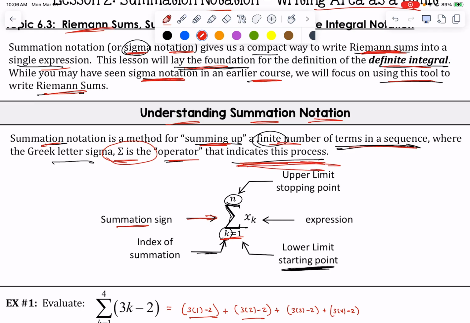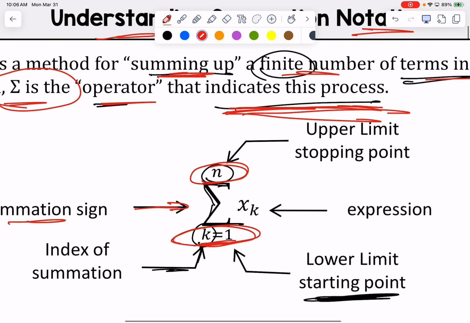Okay? All right, so k equals 1, k equals 2, k equals 3, k equals 4. That's my start. I'm going to start with the first rectangle. I'm going to go to the nth rectangle. This is the number of rectangles you want to do. It's called the upper limit or the stopping point. So if you did 6 rectangles, you'll go from 1 to 6. If you did 7 rectangles, it'll go from 1 to 7.